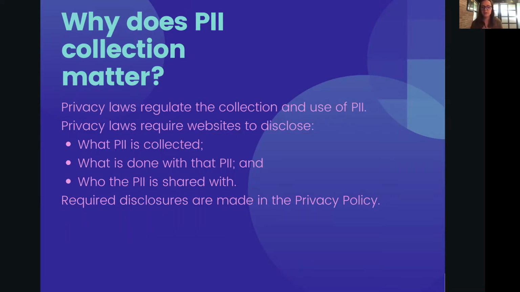So privacy laws really require websites to make certain disclosures. For example, what PII is collected, what you do with that PII, and who you share that PII with. And these required disclosures are made in the privacy policy. So that's what a privacy policy is. It's a document that contains all of the disclosures required by law to enable a consumer to make an educated decision about whether or not they want to provide their personal information to that company.